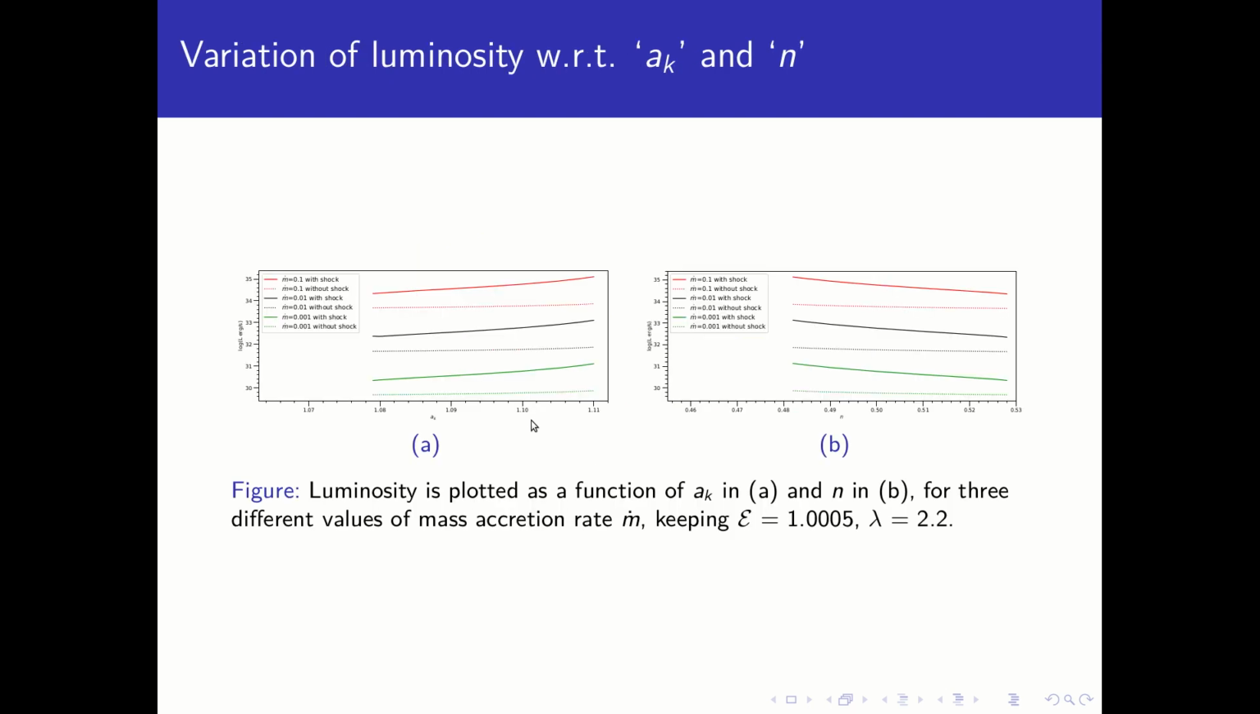Then we plotted the luminosity. Here we consider the bremsstrahlung luminosity, as the ions and electrons are considered as free. Because of the free collisions we get bremsstrahlung radiation. So here we plotted the luminosity with A_K and N and for different values of mass accretion rate. We see that for greater values of mass accretion rate we always get greater luminosity. As the Kerr parameter increases, the luminosity increases, but as the Nernst parameter increases, the luminosity decreases. In both figures, when we compare the shock solution and the solution without shock, we get higher luminosity for the shock solution.